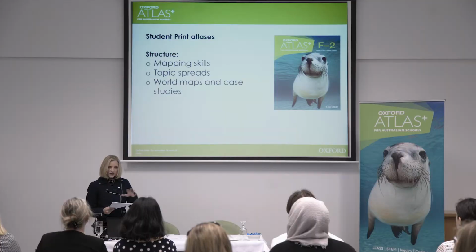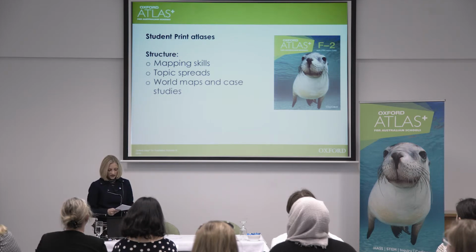So the print atlases are a revision or enhancement of what Oxford had previously. They keep the same structure, so if you have used them before, that part won't be difficult for you to get your heads around, but there's some new content which we'll have a look at. And so the structure is basically there's mapping skills in the front, the topic spreads, which I'll explain to you as we go along, and then world maps and case studies at the end.